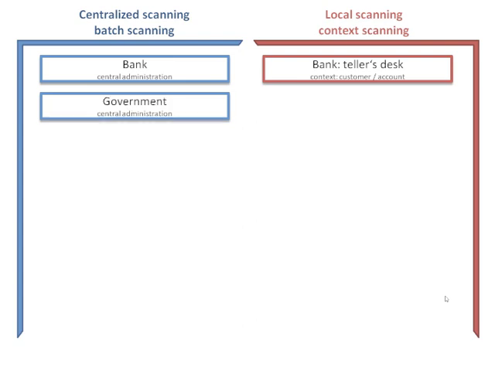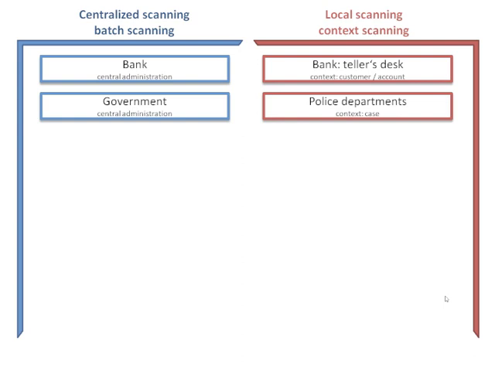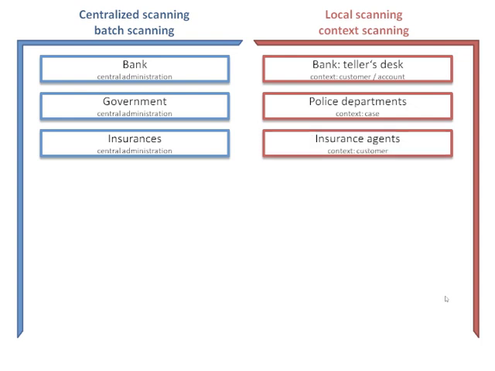Or a government with a central administration. Of course, this is something for batch scanning, but think also about external units like police departments. The documents there must be scanned too, and here we have a case-based organization where documents can also be scanned in a context. Or insurances, also with a central administration. But also the insurance agents, who are visiting their customers, have to scan ID cards, policies and much more, and they are working in the context of the customer.